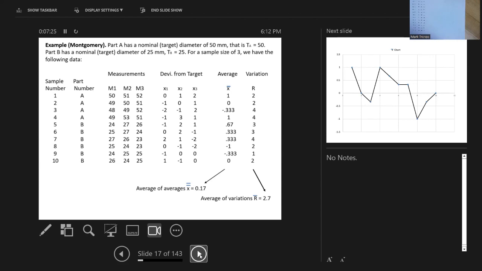So you're going to get a mean of the means. In this case, it's 0.17. And then also you're going to have the average variation, which is your R bar. And now you're going to plot all of your samples, your X bar and your R bar. But you're going to use this average of the averages here to set up your upper and lower control limits.